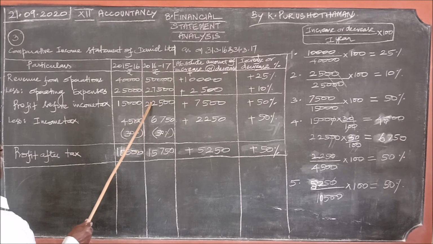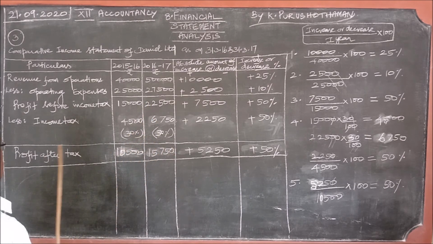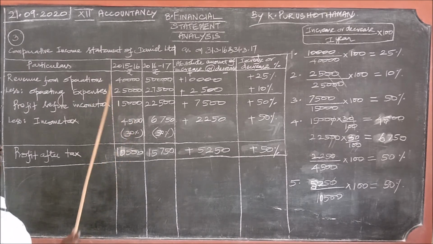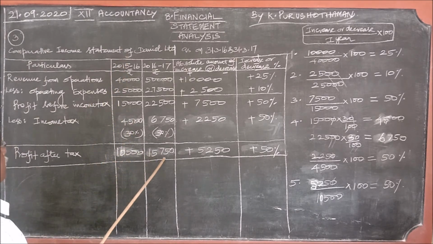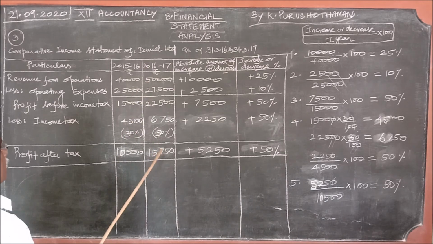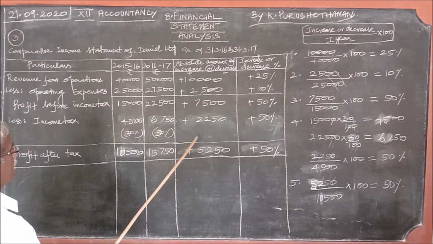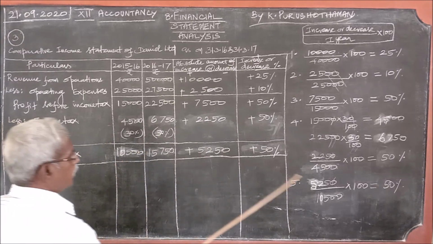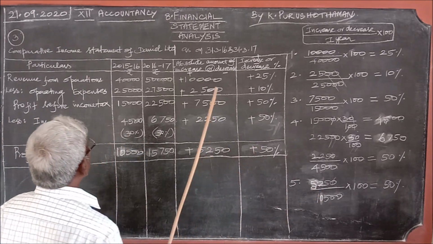And the last one, you minus the income tax from the profit earned, 10,500. This also you minus it, 15,750. This is the profit after paying the income tax. So first year 10,500, second year 15,750. How much is the increase? 5,250. So increase by first year into 100, 50%. That's all.